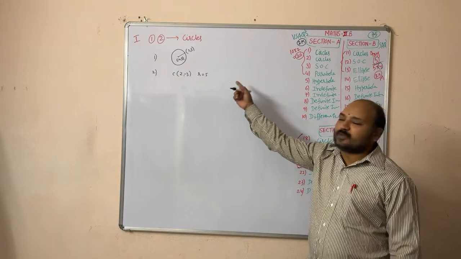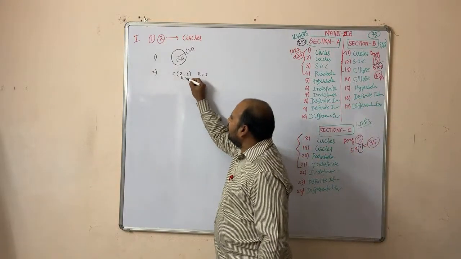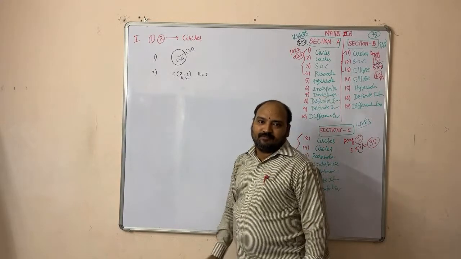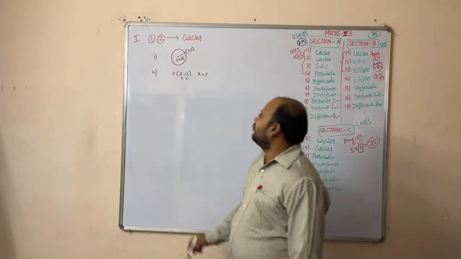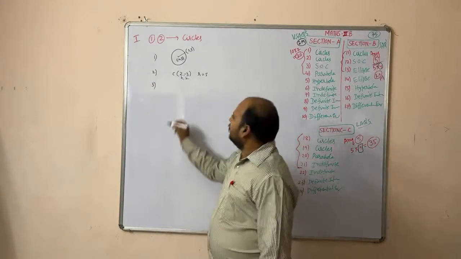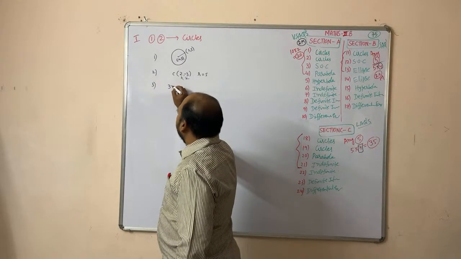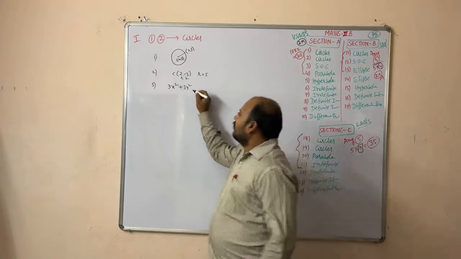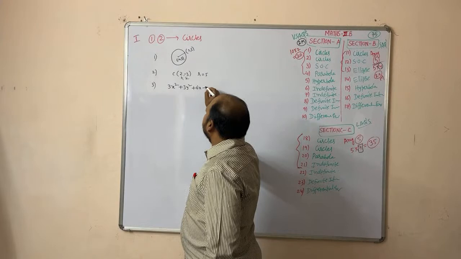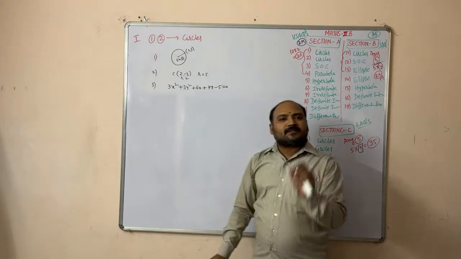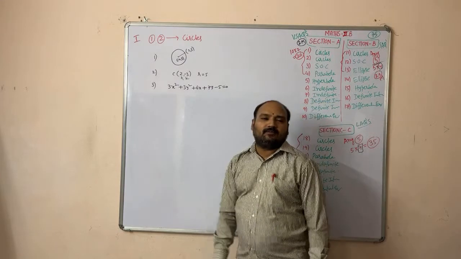(x minus h) whole square plus (y minus k) whole square equal to r square, with center (h, k). That type of question. Question number 3, they will give some equation, for example 3x square plus 3y square plus 6x plus 7y minus 5 equal to 0. Find the center and radius of the circle.